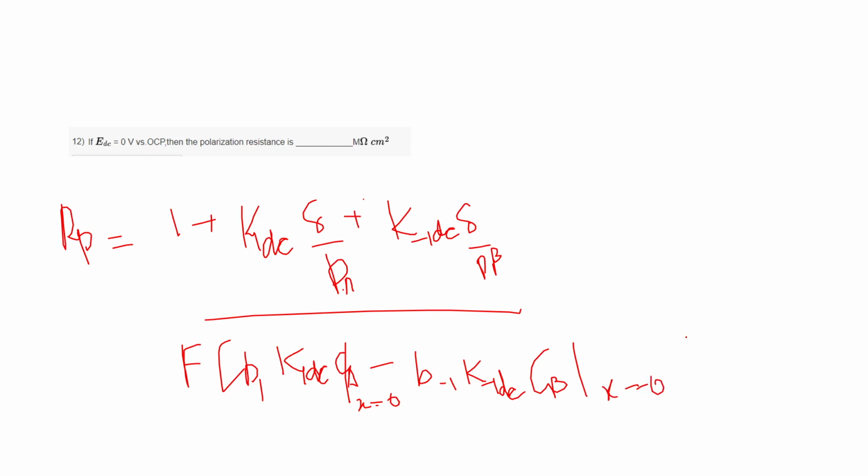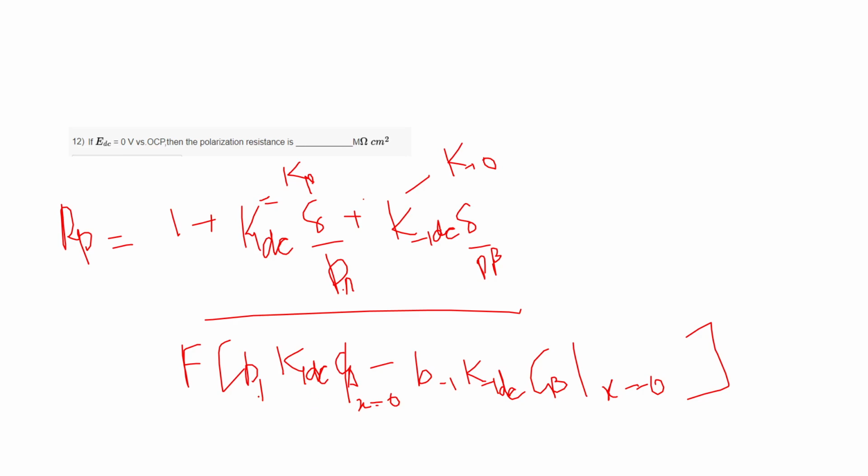Question. Now what will happen? Same as before. K1 DC will be equal to K10. K minus 1 DC will be equal to K minus 10. Del value is known, DA value, DB value is known.